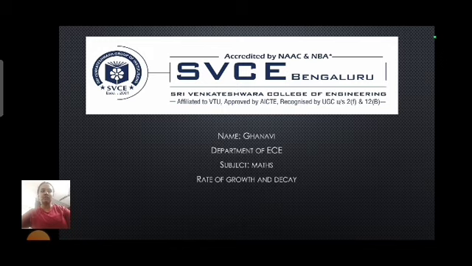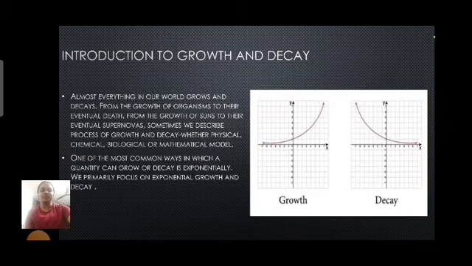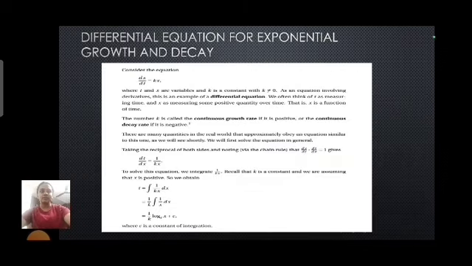Title: Rate of Growth and Decay. Now let's get started. Introduction to Growth and Decay. Almost everything in our world grows and decays, from the growth of organisms to their eventual death, from the growth of suns to their eventual supernovas. Sometimes we describe the process of growth and decay with a physical, chemical, biological, or mathematical model. One of the most common ways in which a quantity can grow or decay is exponentially. We primarily focus on exponential growth and decay.